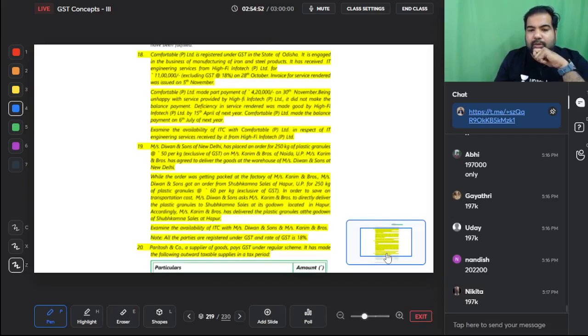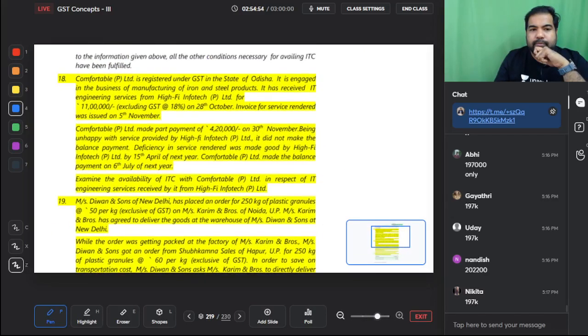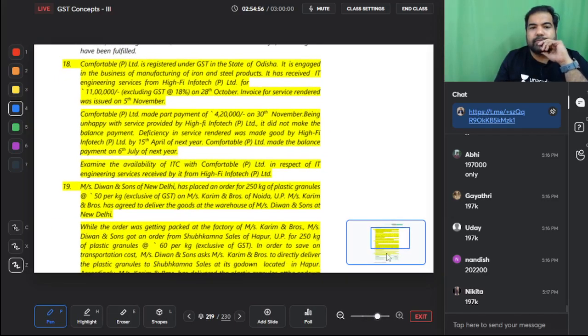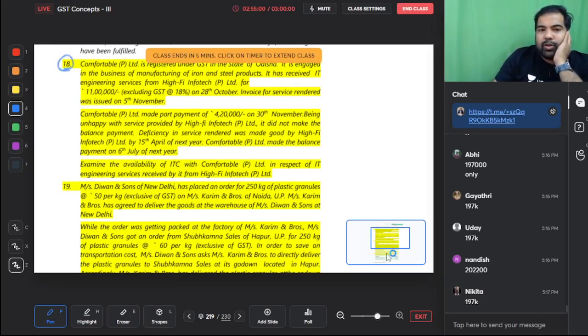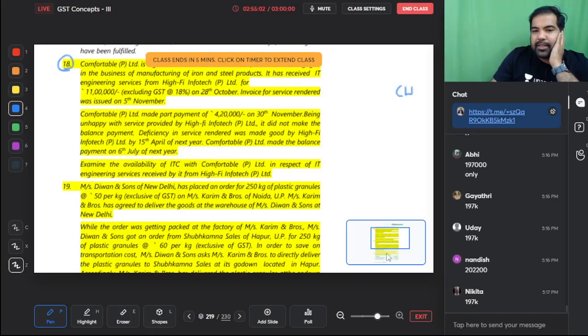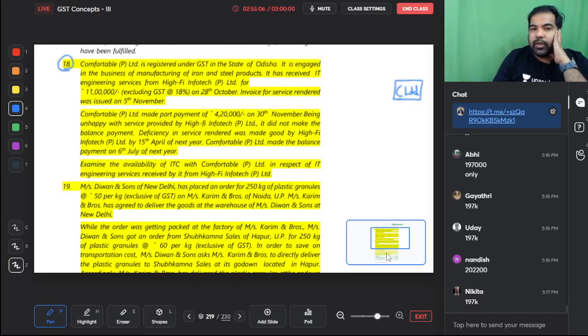Perfect. Going to the next question, guys, on the screen. I am doing this with you. There is a company called Comfortable Limited. This is the last thing that we do, guys, before we take a break. They are registered in the state of Odisha. They are engaged in the business of manufacturing some products.